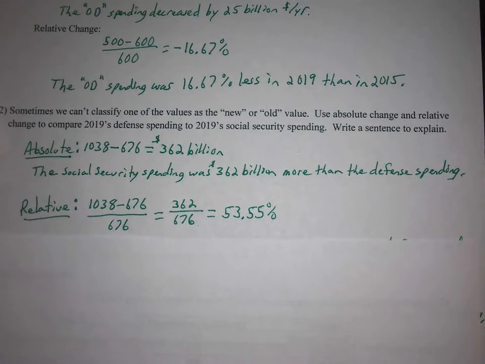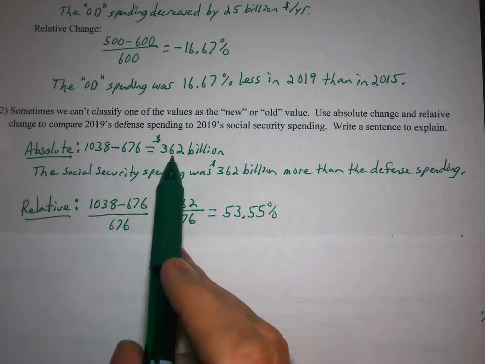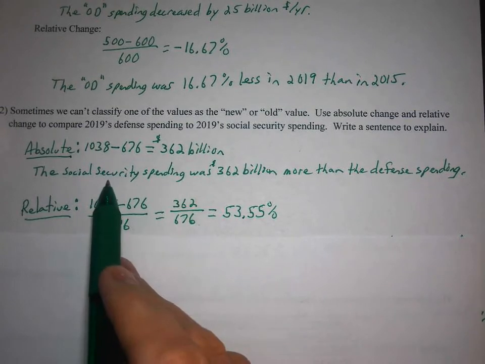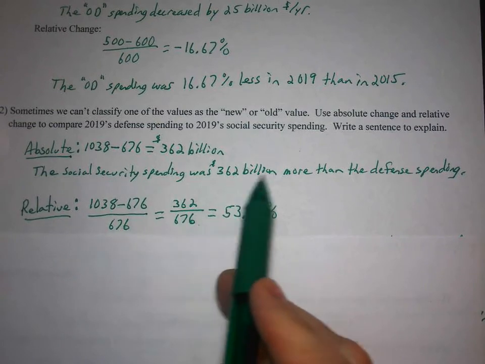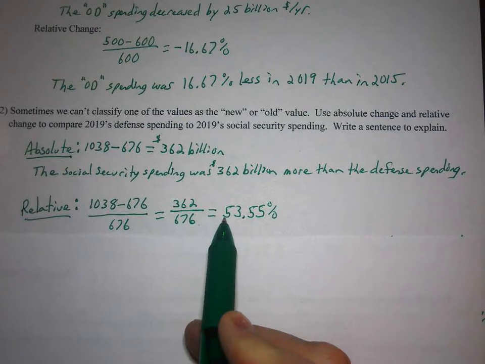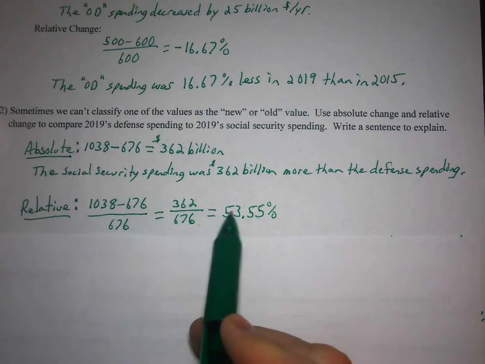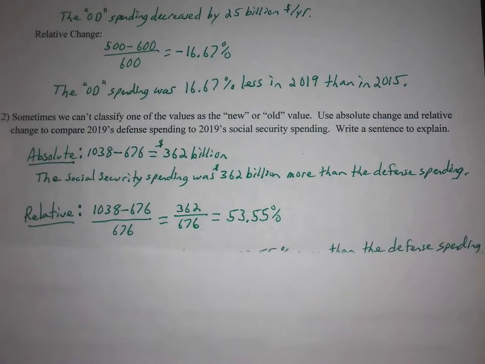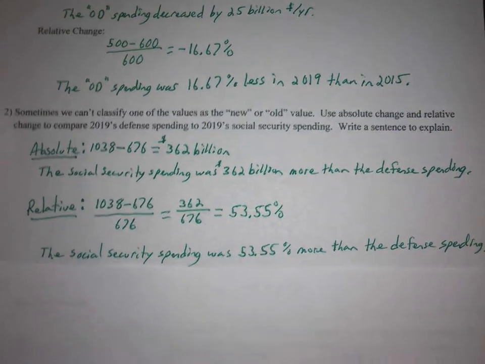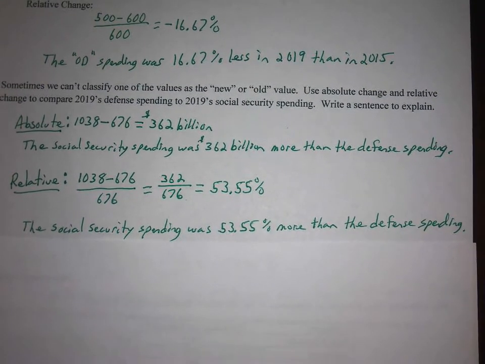Okay, so explaining this is a little bit more difficult, because you're comparing two categories. So notice how we set up here. We got a positive $362 billion, which just meant that Social Security spending was that much more than defense spending. Same idea, we get a positive percentage, which just means the Social Security spending was this percent more than the defense spending. Okay, so the Social Security spending was 53.55% more than the defense spending.